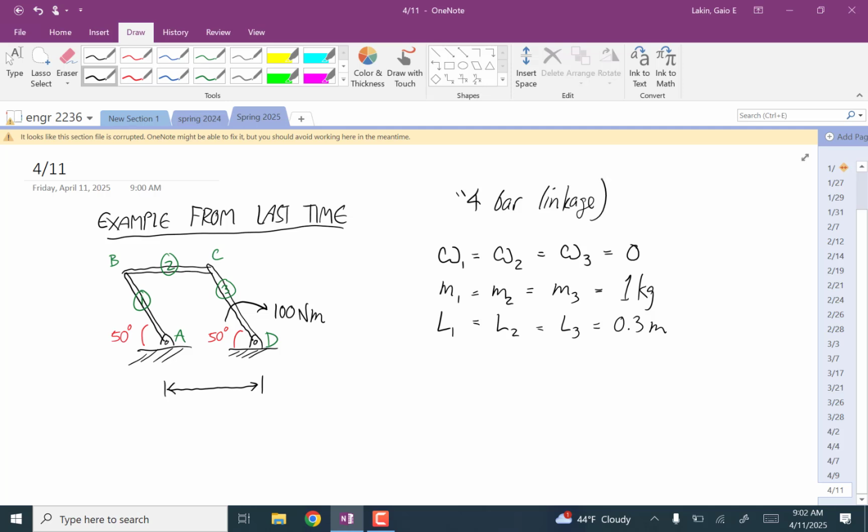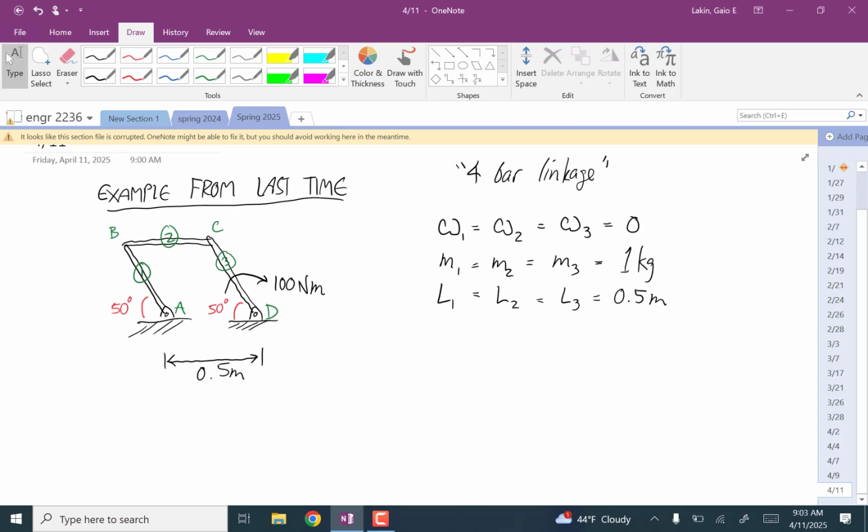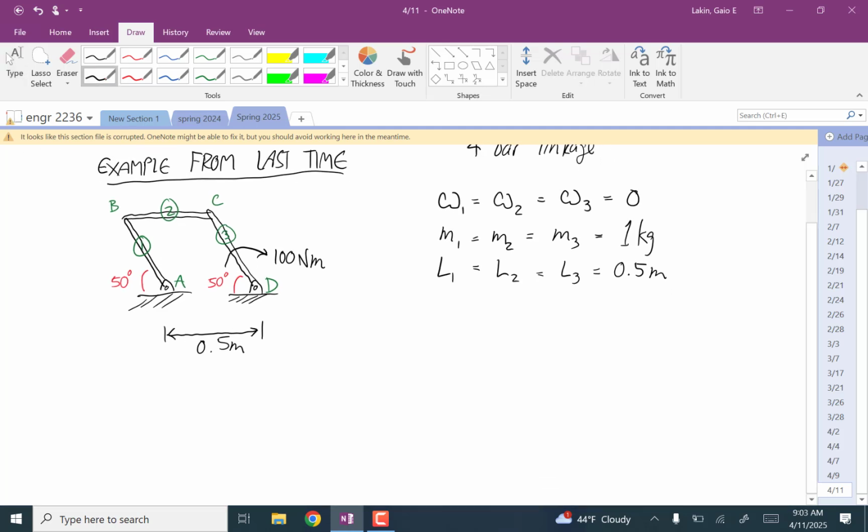So the Earth is a very massive bar. Why did I write 0.3? That's 0.5. And so far what we've done is isolate the 3 members and do the rigid body analysis. And we have the following equations.